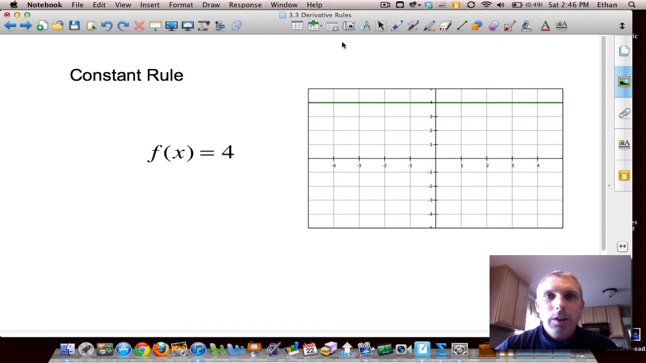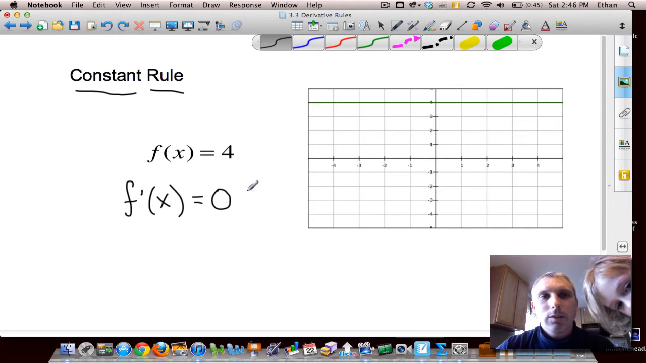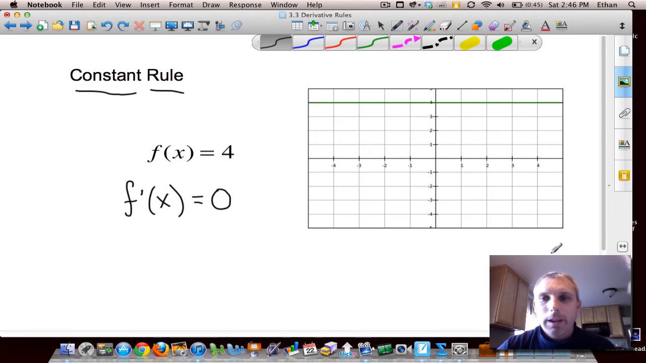Now, when we talk derivatives, we should be thinking in our brains about slope. What is the slope of a horizontal line? 0. Any horizontal line is going to give us a slope of 0, which means that the constant rule tells us that the derivative of a constant is always equal to 0. No matter what that constant is, you're always going to get 0. No limits necessary. Okay, so rule number 1, constant rule, remember that.